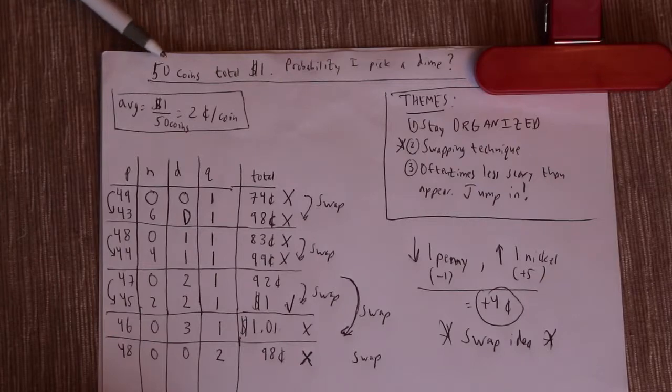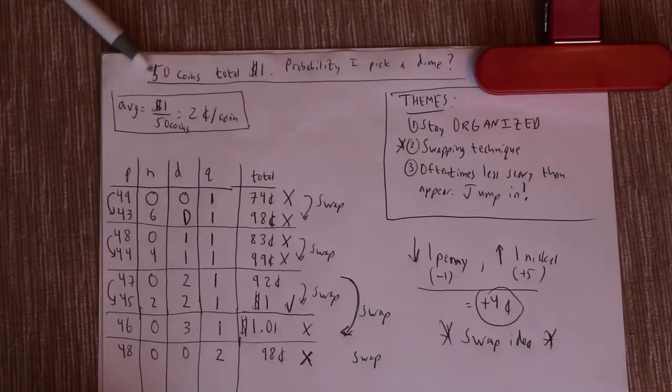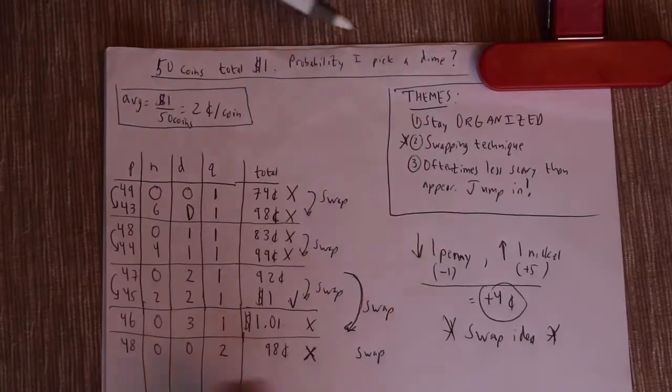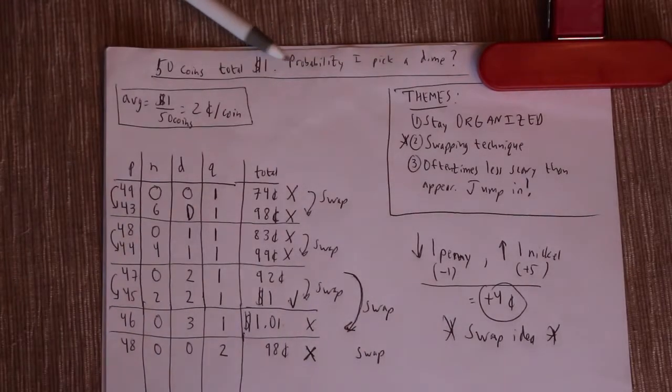Well, if I know what my coins are, so let's say all 50 are pennies, the probability that I pick a dime is 0 because there are no dimes. So that's what the question means. In order to answer this, we would have to figure out which coins I have.